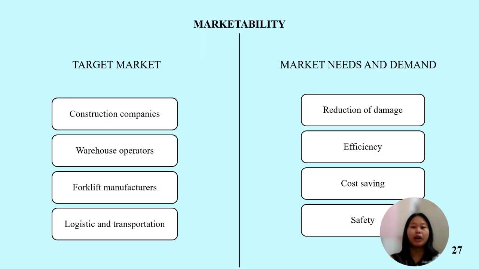Outcome or novelty of the study. There are 2 aspects in marketability. First is target market, consisting of construction company, warehouse operator, forklift manufacturers, and lastly logistic and transportation. While market needs and demand consist of reduction of damage, efficiency, cost saving, and lastly safety.